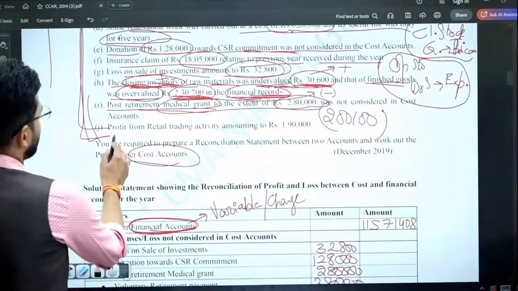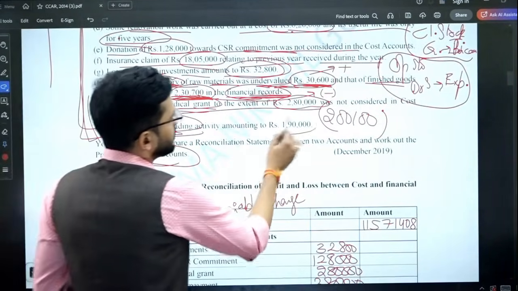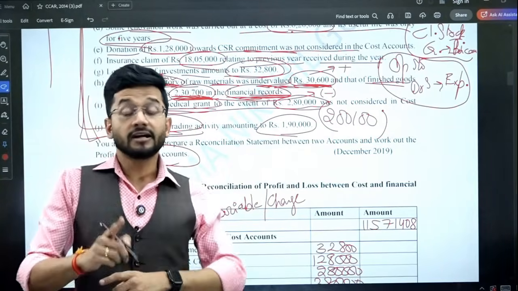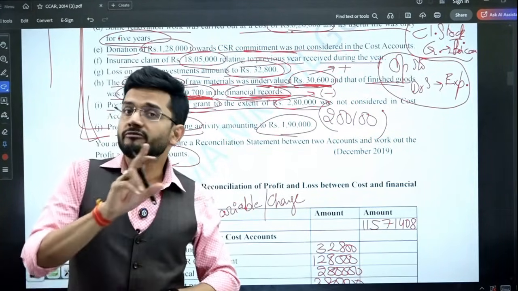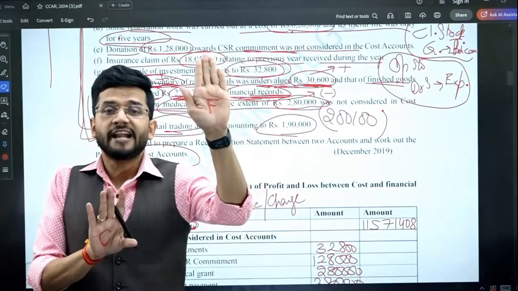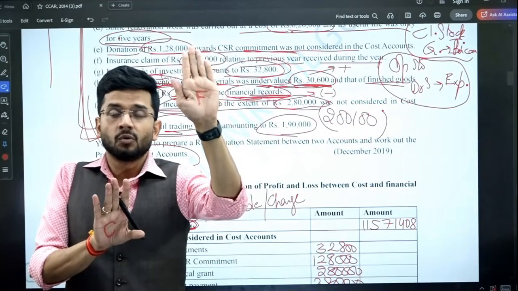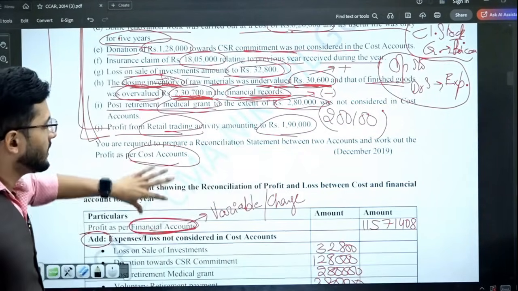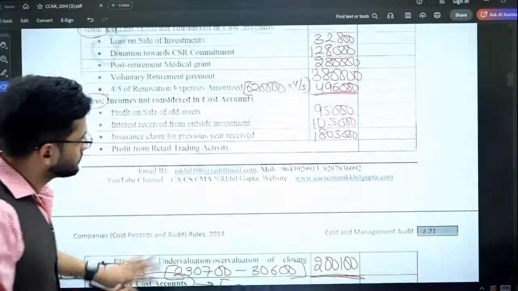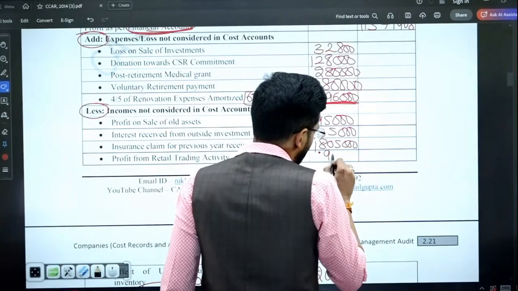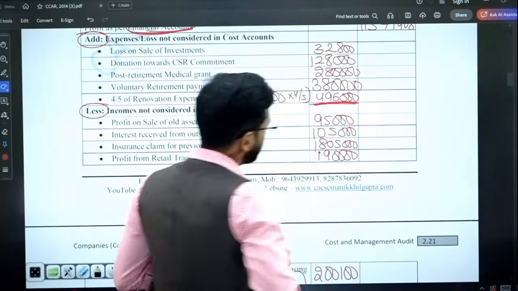Okay. Next. Profit from retail trading activity amounting to 1,90,000. Retail trading never goes in cost audit because cost audit is only for manufacturing. Okay. So this profit is in financial records. So financial profit is more. So we need to reduce this amount. 1,90,000 reduce. Now you tell me the total of both adds and lesses.